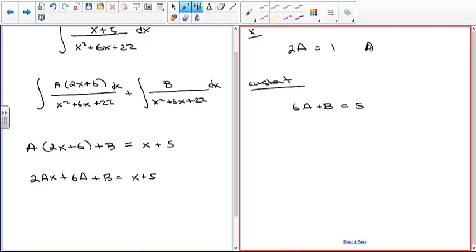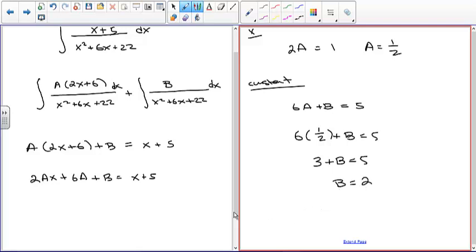So here I can say a is a half, and then I can substitute that in here. So I'll get 6 times a half plus b equals 5. 6 times a half is 3. Subtract 3 from both sides and you get b equals 2.